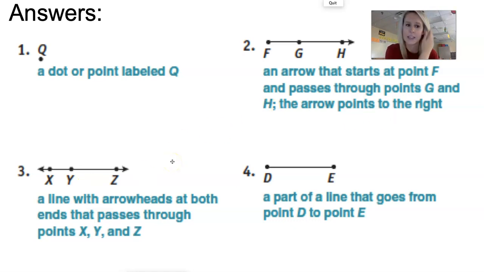Number 3, that would be a line. So hopefully you've said it was a line with some arrowheads at the endpoints, X and Z, passing through X, Y, and Z, something along those lines. 4, it's part of a line. Maybe you said it was a line segment from point D to point E, etc.